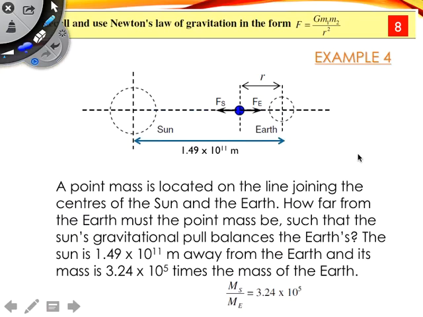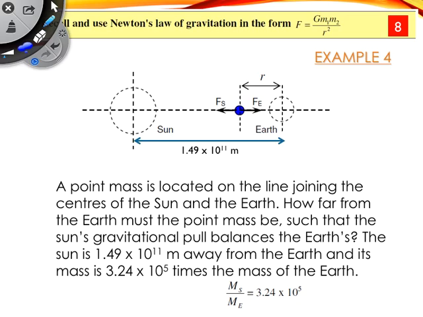A point mass is located on the line joining the centers of the Sun and the Earth. How far from the Earth must the point mass be such that the gravitational pull of the Sun balances that of the Earth? The Sun is 1.49 times 10 power 11 meters away from the Earth, and its mass is 3.24 times 10 power 5 times the mass of the Earth.